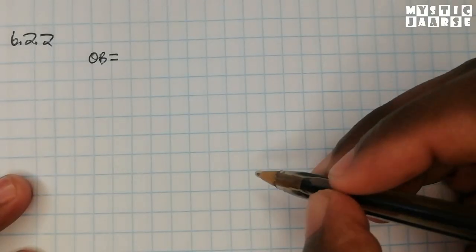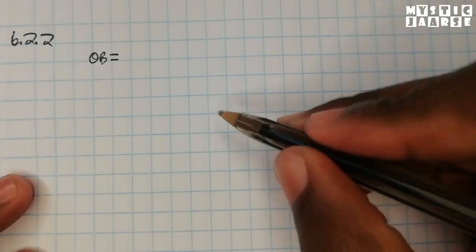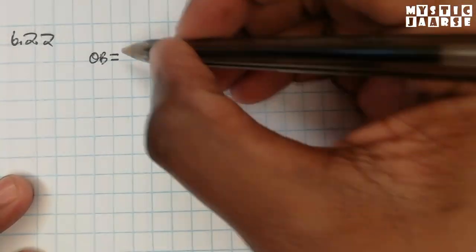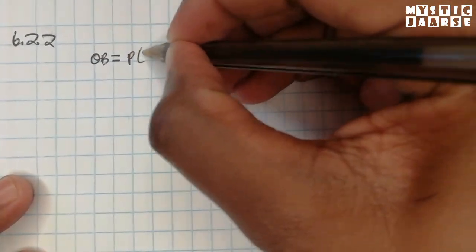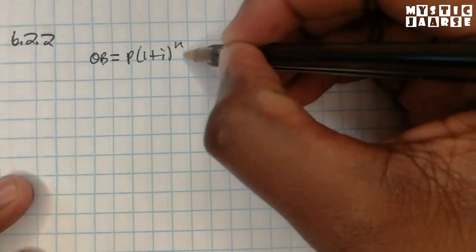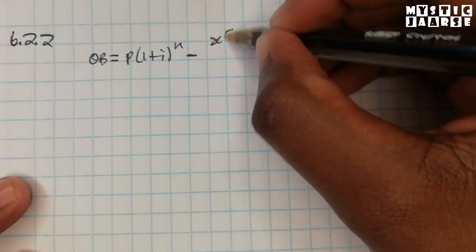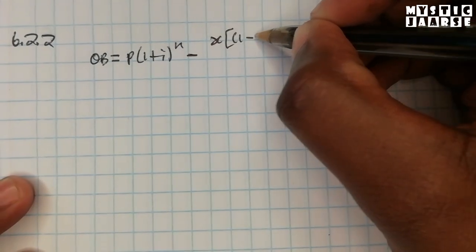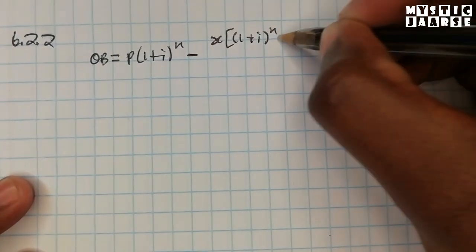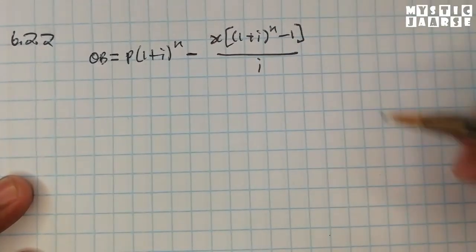So I was saying there are two formulas for calculating the balance outstanding. The first one is: outstanding balance is equal to principal amount into 1 plus i to the power of n, minus the present value annuity formula. We say x into 1 plus i to the power of n minus 1, close, divided by i, right?